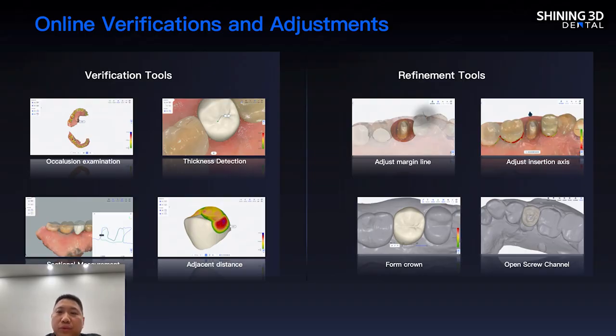For the refinement tools, you can adjust the margin line and adjust the insertion axis if needed. And you can also reform the crown using the forming tools to add, remove, or smooth on it. If you are generating an implant crown on a base, then you can use the screw channel tool to make a screw channel. It's quite handy and convenient.